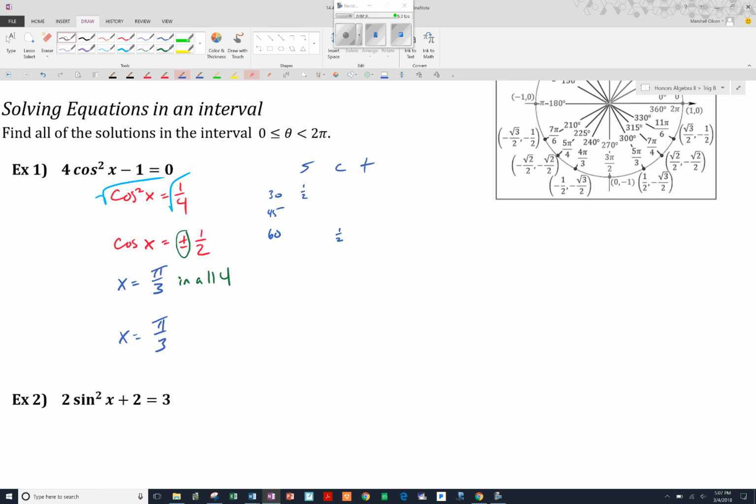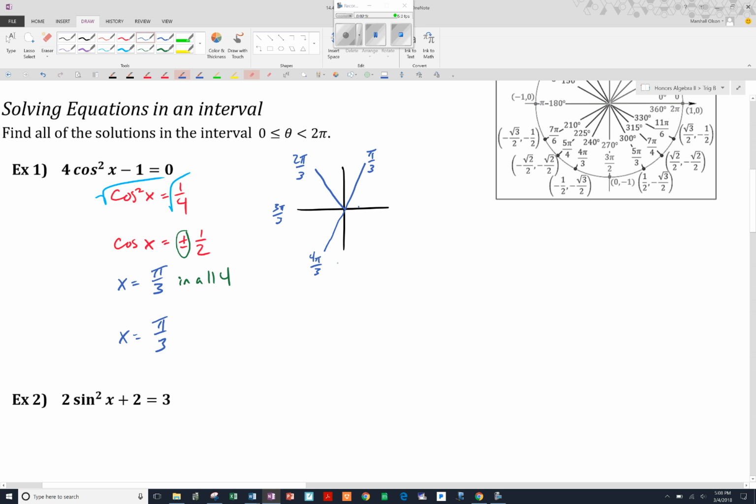Let's do a little sketch here, why not? We would have pi over 3 right there. In quadrant 2, we would have 2 pi over 3. In quadrant 3, we'd have 4 pi over 3. Because remember, this is 3 pi over 3. So if I'm pi over 3 short, I'm going to be at 2 pi over 3. If I'm pi over 3 past 3 pi over 3, I'm going to be at 4 pi over 3. And then in the 4th quadrant, I'm at 5 pi over 3.